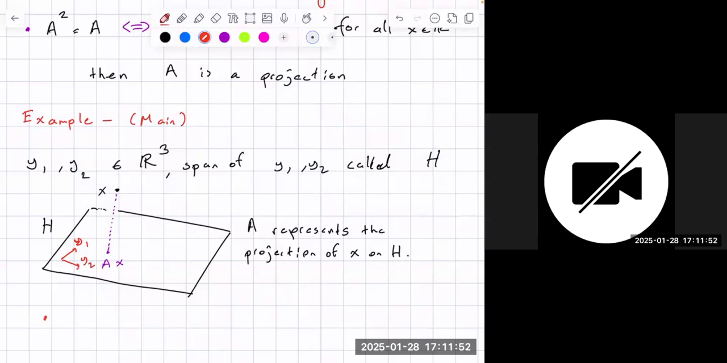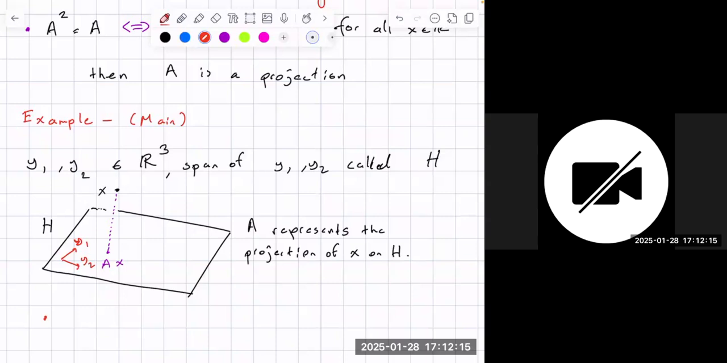And now you take a point X, and you want to project it down onto that two-dimensional thing. That projection is going to be represented by a matrix A. And now I want to know how do I compute that A, right? It's a projection, clearly. I'm going from 3D to 2D.